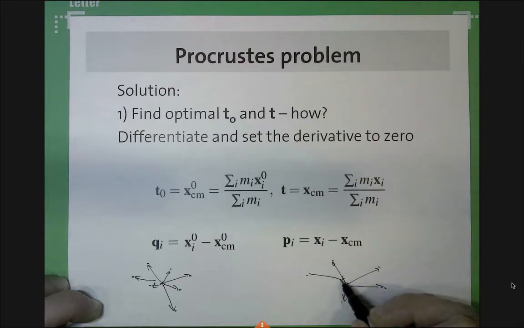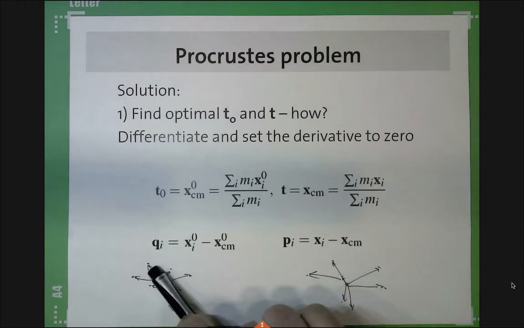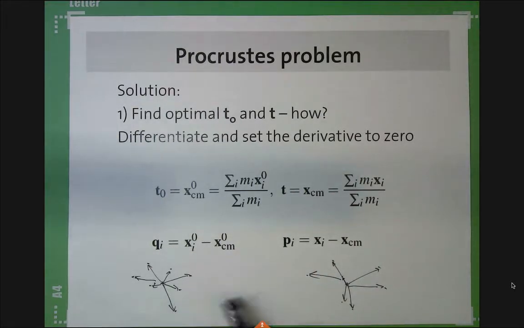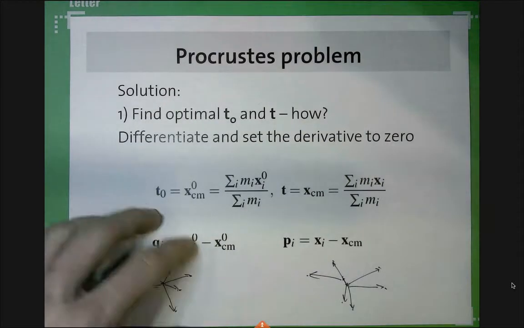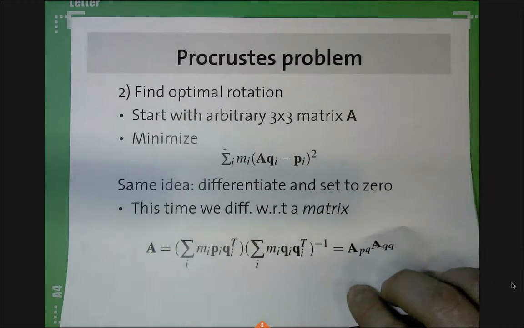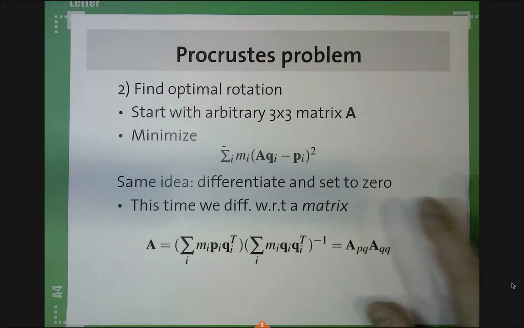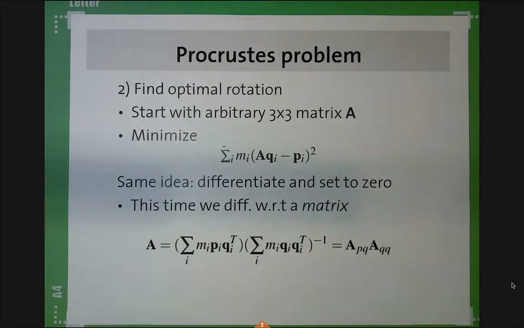I can denote these resulting vectors as qi's for the rest pose vectors, and pi's for the deformed pose. So those are the points after I subtract the center of mass. And the last part of solving the Procrustes problem consists of finding the optimal rotation which best aligns the Q's and P's.